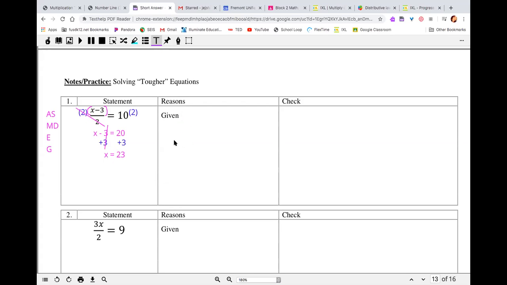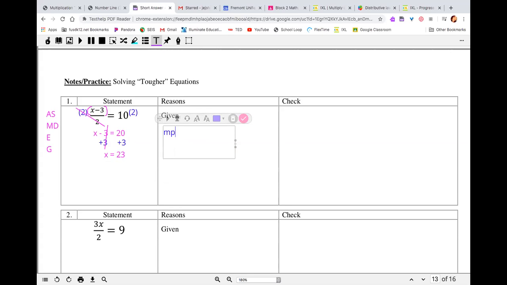All right. So have I isolated the variable? Yes. And what steps did I do to get there? What were my reasons? First, I multiplied. Well, it said divided by 2. What did we do to it? I multiplied.